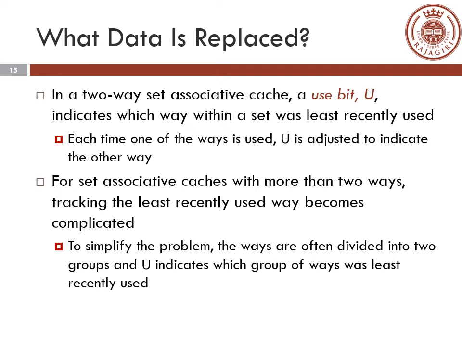Okay. Now in set associative caches, you will be having more number of ways. In this example, you have taken two ways. These ways may be 4, 8, etc. So in that case, the tracking is a bit complicated. So what we normally do is divide these groups into two, and that's how you proceed. Right now, we'll see the replacement policy in a two-way set associative cache.